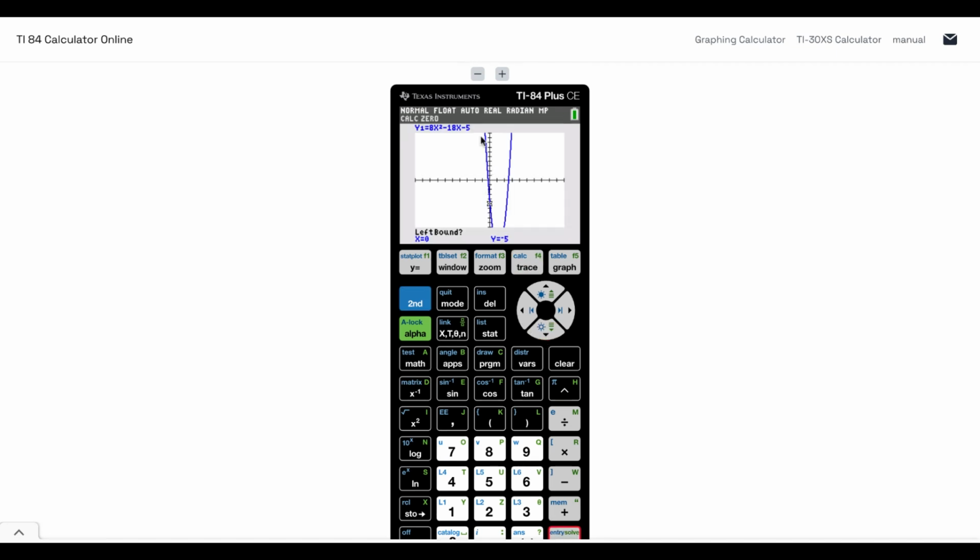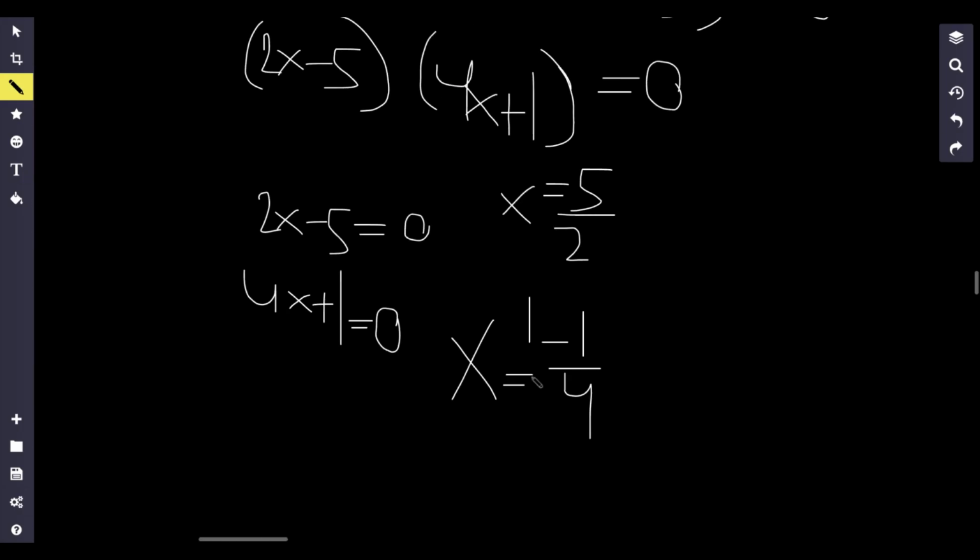So if you want to find a left-bound solution, what you do is you want to select a point upwards, and then select a point downwards. It's going to give you the answer. First 0 is at negative 0.25, which is what we got here, negative 1/4.